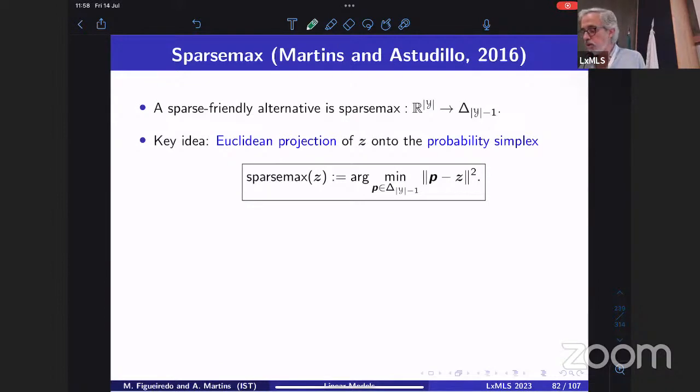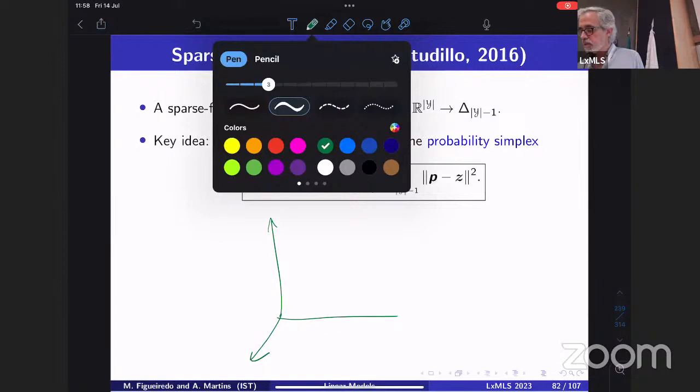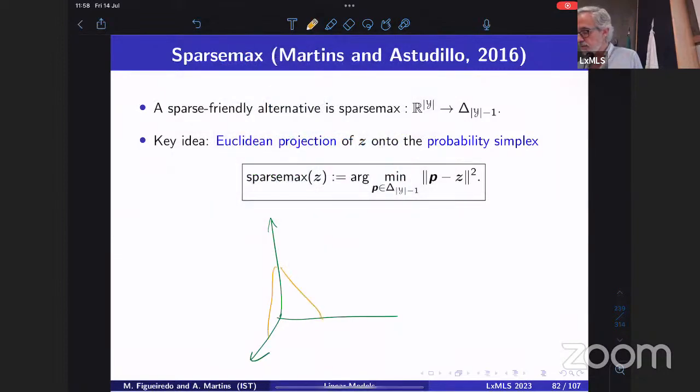What do you mean by computing a Euclidean projection? So in three dimensions, you have the simplex, you have some point Z somewhere. Euclidean projection is just finding the point on the simplex that's closest to the point Z in Euclidean distance, that's all. Okay, so that's what's written in there. You want to find the point on the simplex that minimizes the distance from Z.